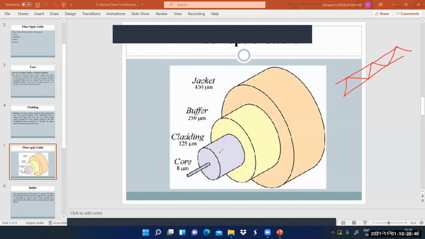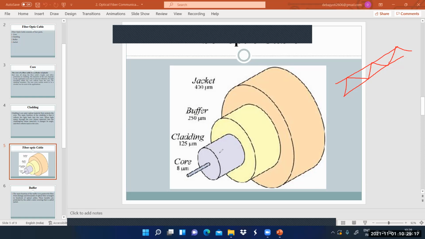This is function number 1, and function 2: the main function of cladding is that it reflects the light back into the core. So which light? First the light travels from core to cladding. When it travels from core to cladding, there is some reflection, and there is some loss also. After that, from the cladding it is bounced back to the core. So these are the two main functions of cladding.